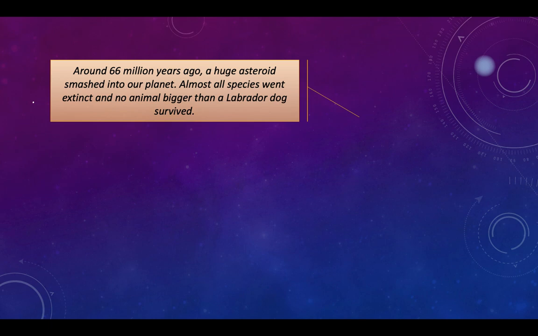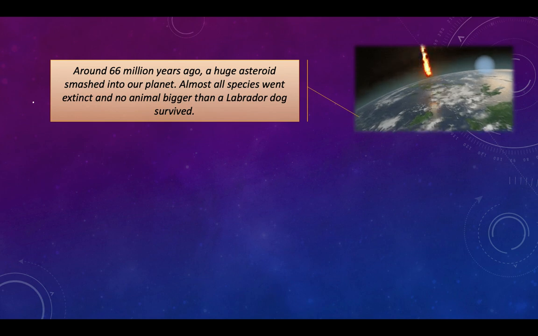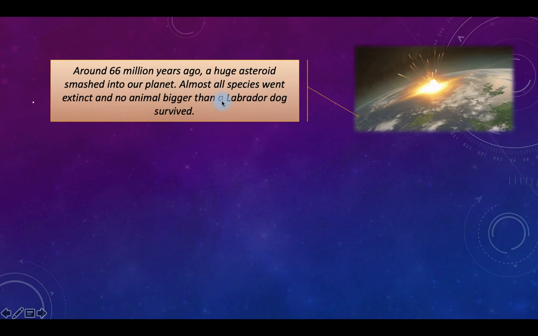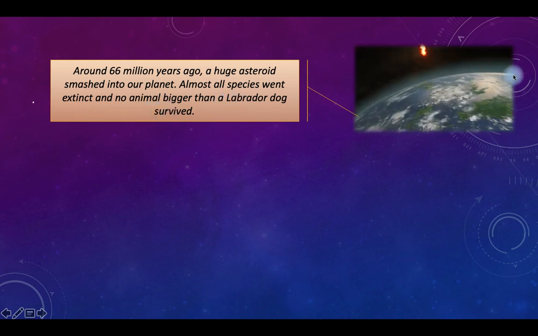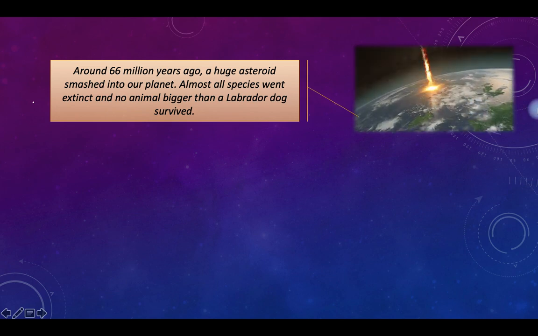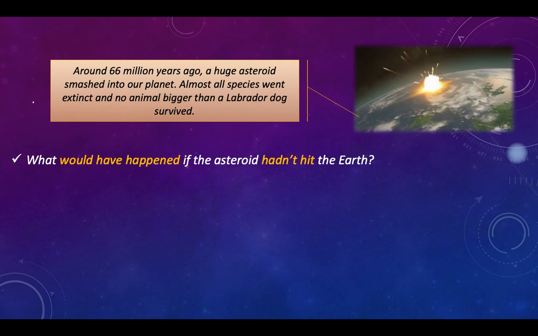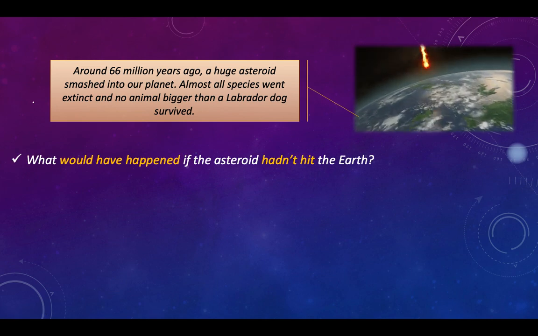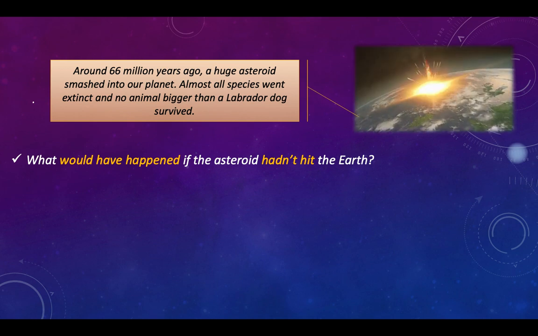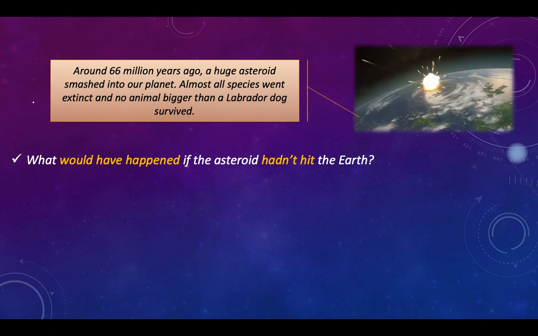Probably you know that around 66 million years ago a huge asteroid smashed into our planet. Almost all species went extinct and no animal bigger than a Labrador dog survived. Here in the picture you can see the moment the asteroid smashed into planet Earth. Scientists have been asking for many years: what would have happened if the asteroid hadn't hit the Earth?